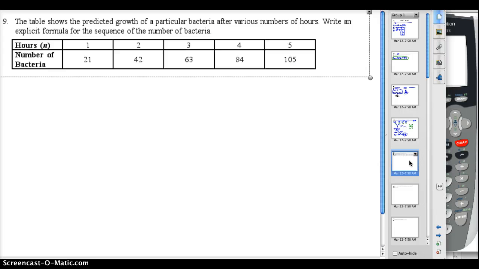Number 9, the table shows the predicted growth for a particular bacteria after various numbers of hours. Write an explicit formula for the sequence of these numbers. Well, if we look at this, a couple different things happen. We could say that this is 21 times 2. It's also 21 plus 21. But if we look at the difference here, we're not multiplying by 2. We're adding 21 again, and all of these are adding 21. So this becomes arithmetic.